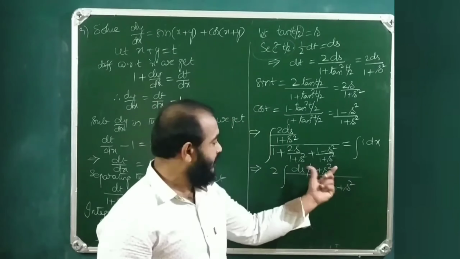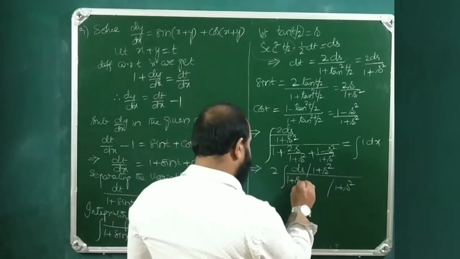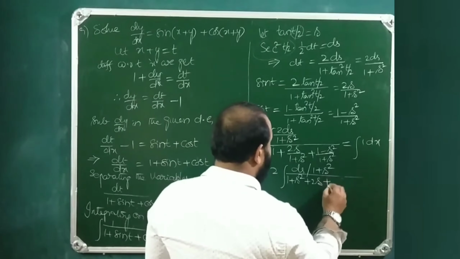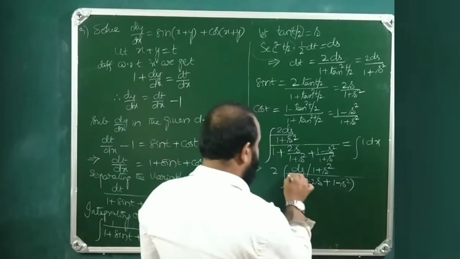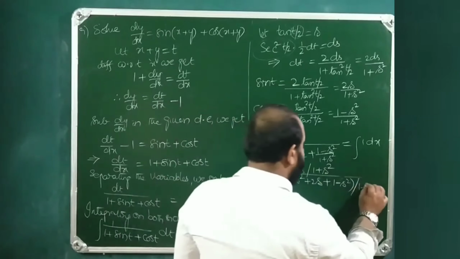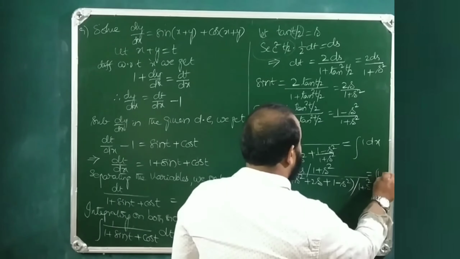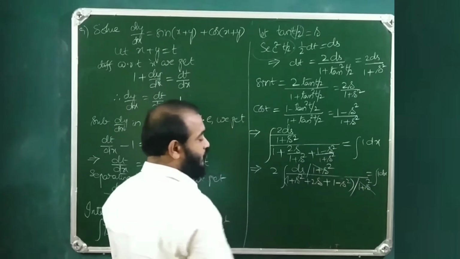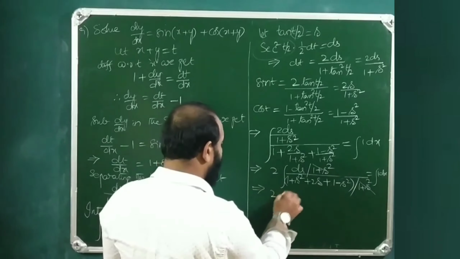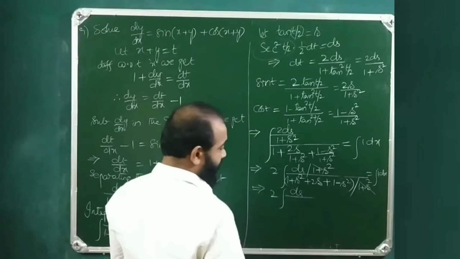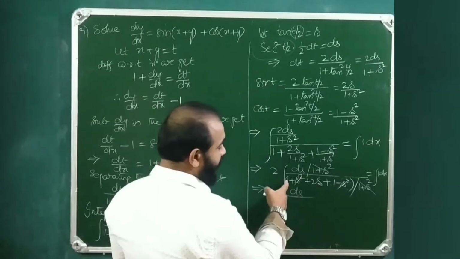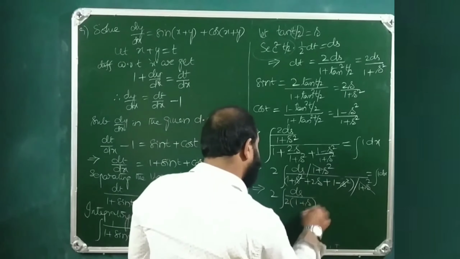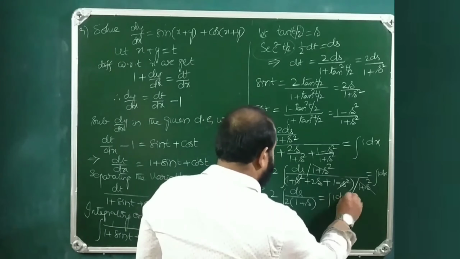The LCM is 1 plus s square. Now this is 1 plus s square plus 2s plus 1 minus s square by 1 plus s square, equals 1 dx. Here 1 plus s square by 1 plus s square gets cancelled. So this is 2 ds by, s square gets cancelled, 1 plus 1 is 2, 2 plus 2s. Take 2 in common: 1 plus s, equals 1 dx.